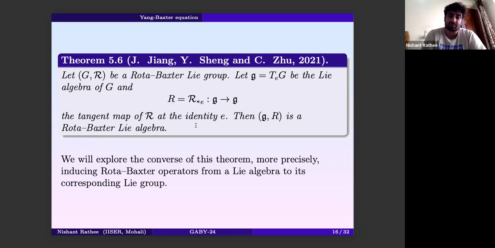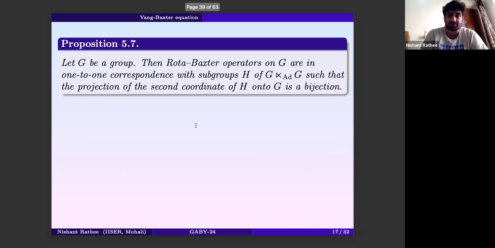Because the motivation is clear, we want to find the Rota-Baxter operators over a Lie algebra, then induce them over the Lie group, and then see what the skew-brace structures will be, because we have already seen that Rota-Baxter operators define skew-brace structures over a group. So let's do this. For that we need this theorem.